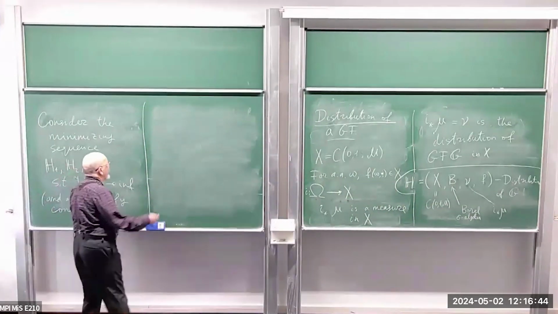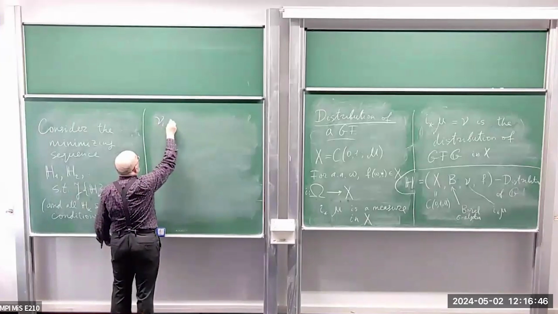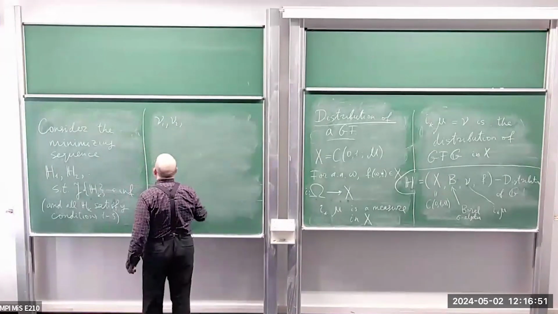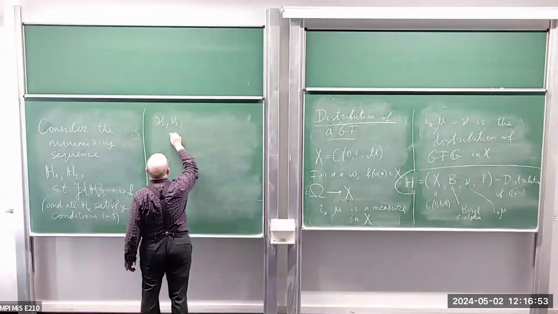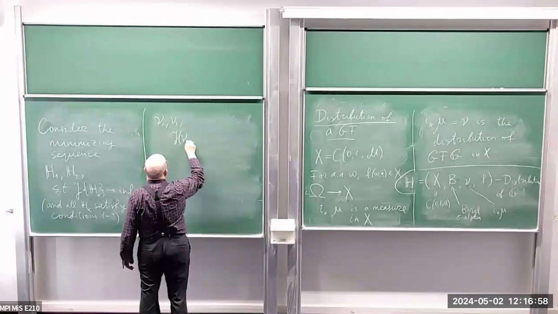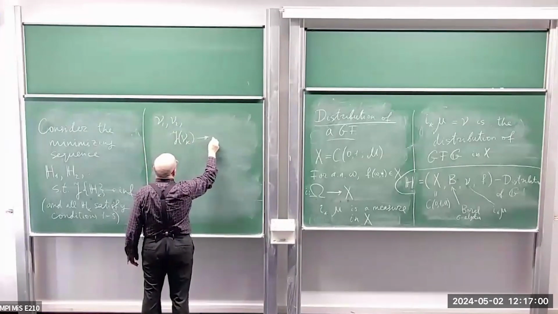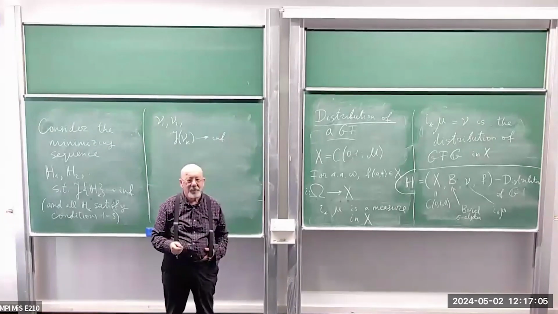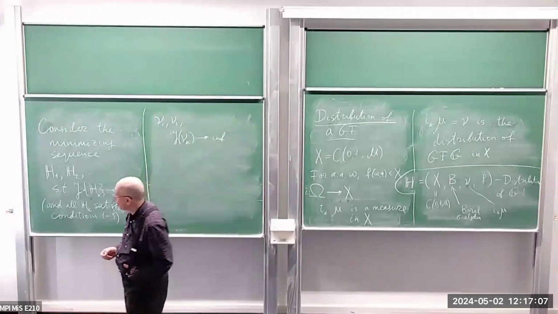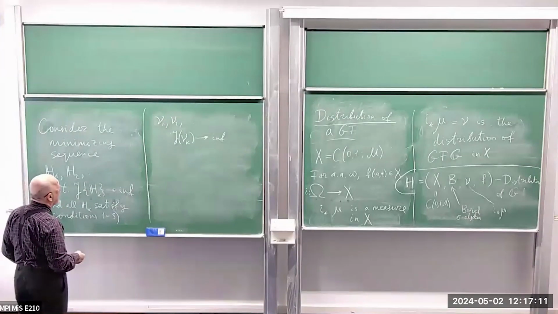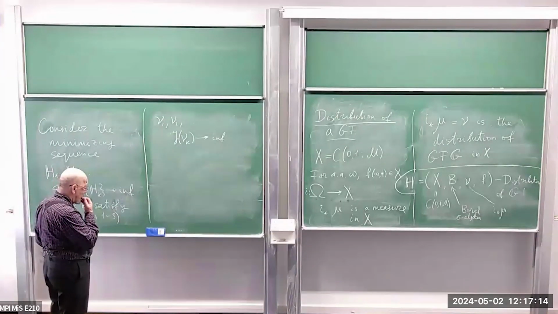So we can say mu1, mu2, such that the action of nu k goes to infinity. Now, we have the following thing.